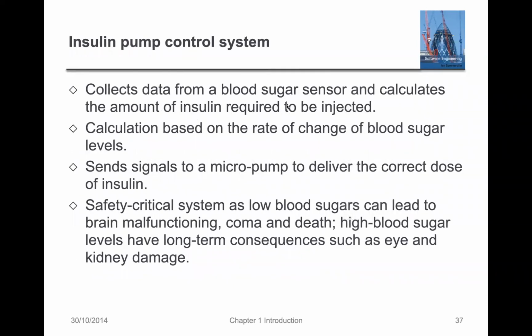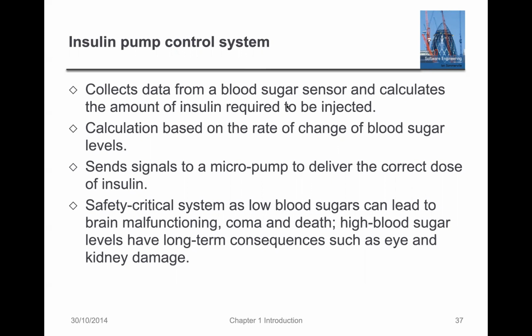In the case of the insulin pump, what it does is collect data from a blood sugar sensor and calculate the amount of insulin that is required to be injected. So this is real time. Whenever your blood is flowing, there is a sensor recording the blood sugar. Whenever the blood sugar is down, the system calculates that you need this amount of insulin, and immediately it administers that insulin for you. The calculation is based on the rate of change of blood sugar level, and it sends a signal to the micro pump to deliver the correct dose.